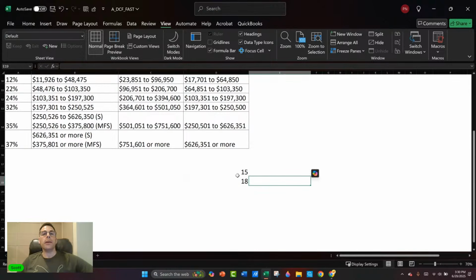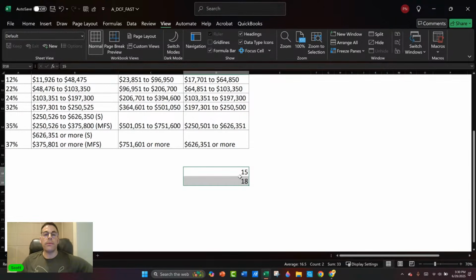But if they turn 18 mid-year, say in June they turn 18, then you cannot claim them as a dependent on your taxes. It's whatever status they were at the very last day of the year.